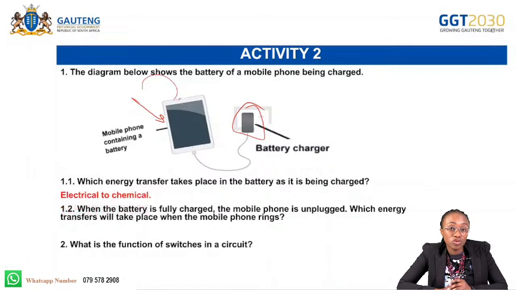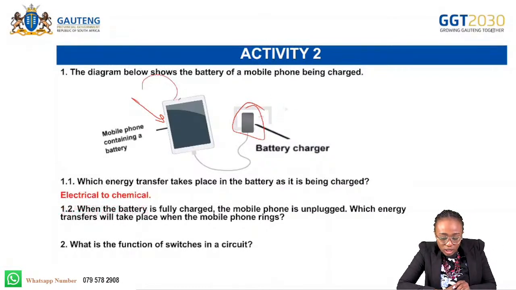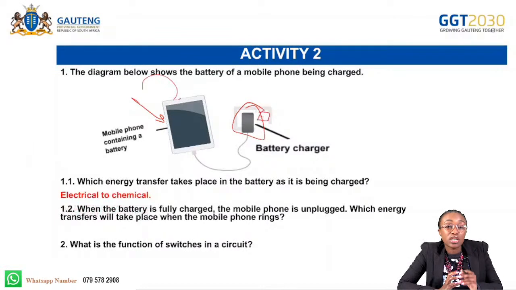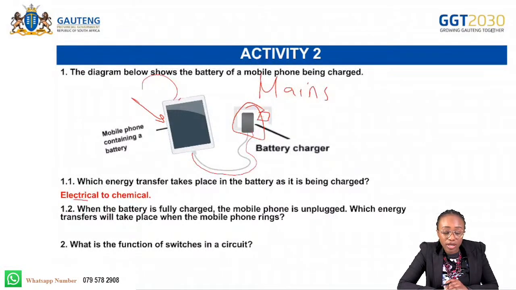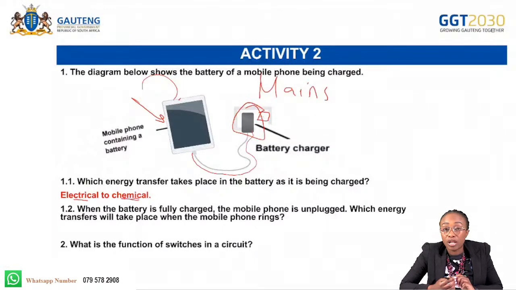It is electrical to chemical. So this is how we get electricity. Remember, we said there are different kinds of sources. We've got a cell energy source, a battery energy source, and mains. In this case, the battery charger is connected to the mains. So electric charges will flow through this conducting wire in the form of electrical energy. Once they get to the battery, within the mobile phone, they will be stored as chemical energy. So it is electrical to chemical.